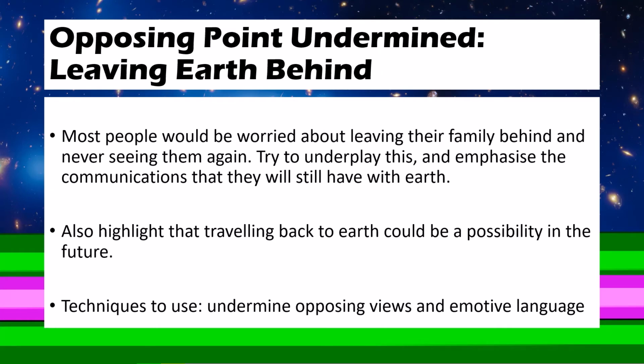Now, your next section is called Opposing Point Undermined, Leaving Earth Behind. When you undermine an opposing point, what you're really doing is explaining why people who disagree with you are wrong. So some people might say that you shouldn't sign up and go to Mars because you would have to leave Earth behind and you'd be lonely. And you have to say why those people are wrong.